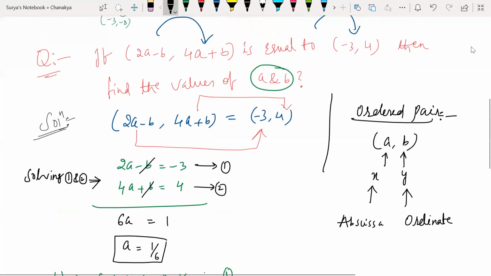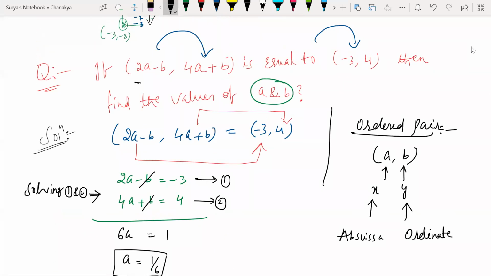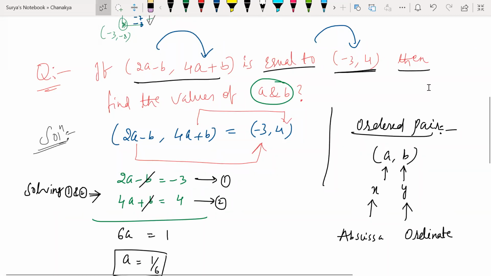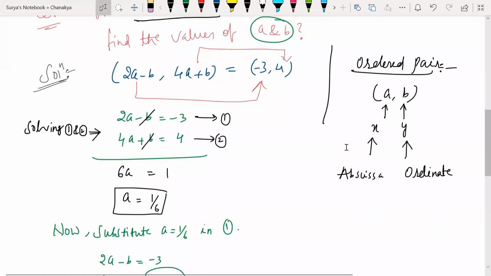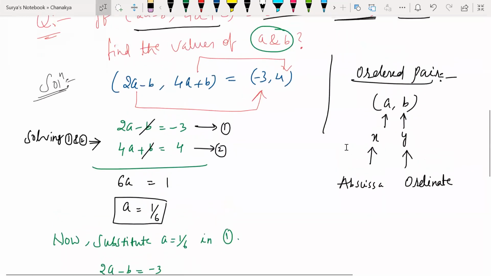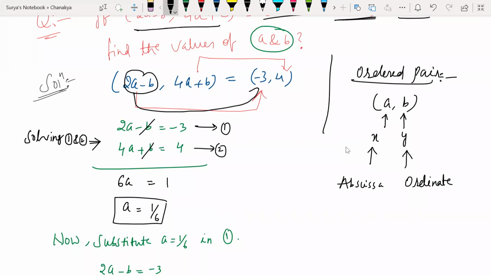See here, what has been given in the question? If this ordered pair is equal to this ordered pair, then find the values of a and b. I'm just giving the question in my own language. Simple thing. So this ordered pair is equal to this one. What is my abscissa here? This abscissa can be equal to this abscissa, and this ordinate can be equal to this ordinate. If I equate and solve the equations, I'll get the a and b values.